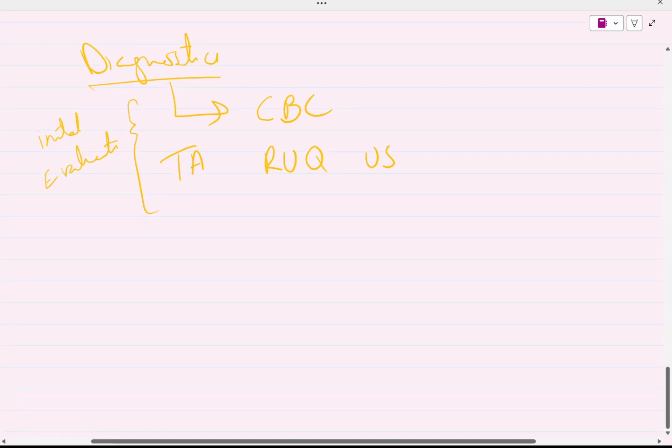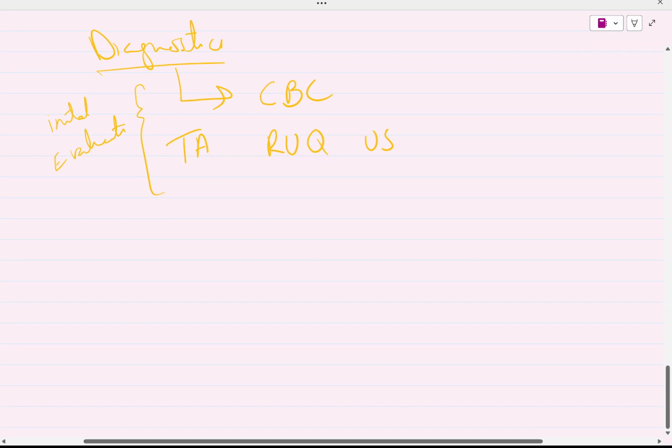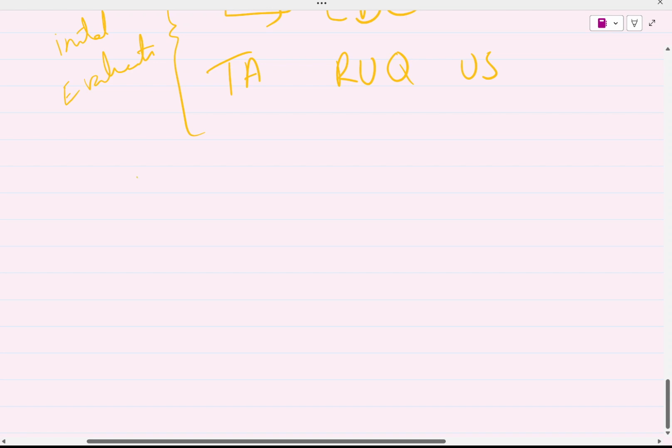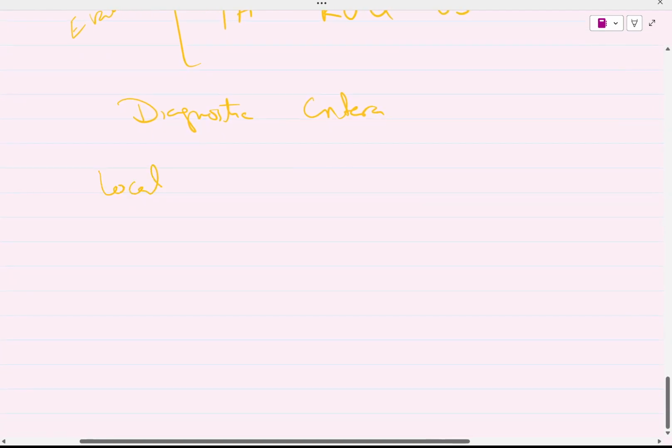So what we are going to do, we are going to perform CBC and transabdominal right upper quadrant ultrasound. So what is the diagnostic criteria? Let's study about diagnostic criteria. There is a criteria for diagnosis. There are three criteria which tell us that there is either acute cholecystitis or not.